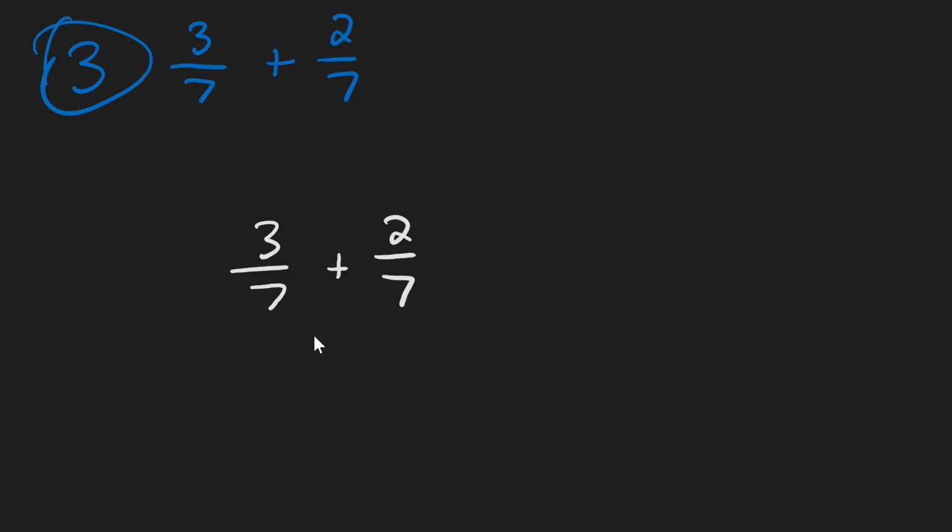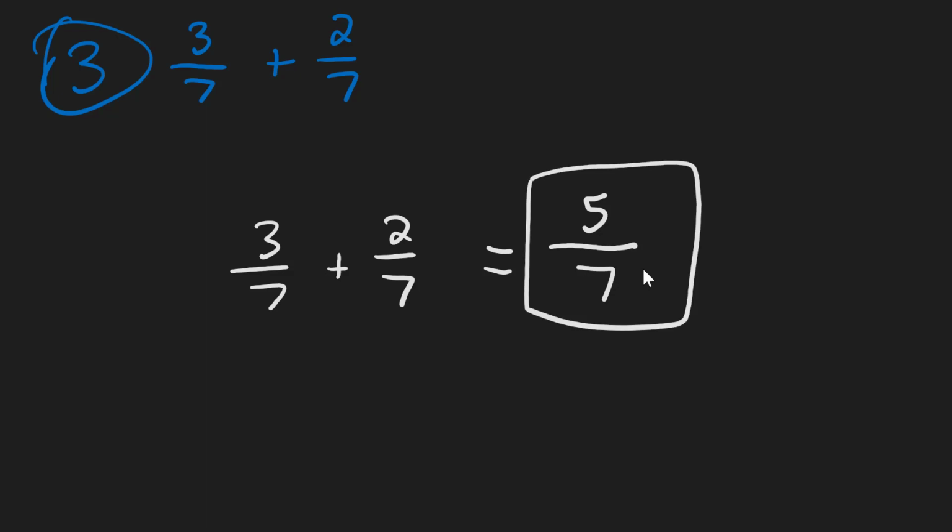And so what we can do when we're adding these fractions is we keep the denominator the same, and we add the two numerators. So we're going to add 3 plus 2, which is 5. And we ask ourselves, is 5/7 as simplified as we can get? Yes, it is. And so the answer is 5/7.